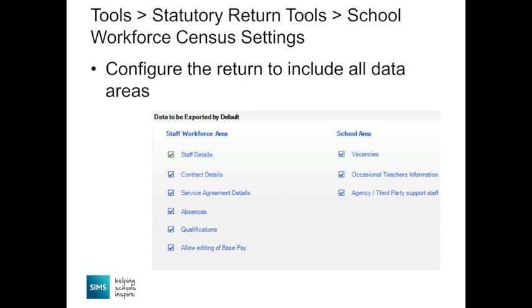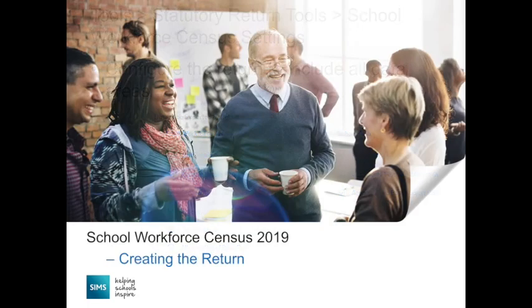St Anthony's and anybody else completing a partial return, you don't need to tick all of these, but you need to tick most of them. And, well, there you go. Yeah, so you need to tick all those. You can then create a return. And that's in Routines, Statutory Return, School Workforce Census.